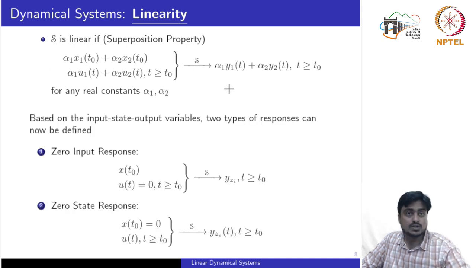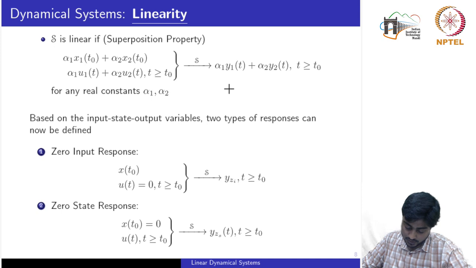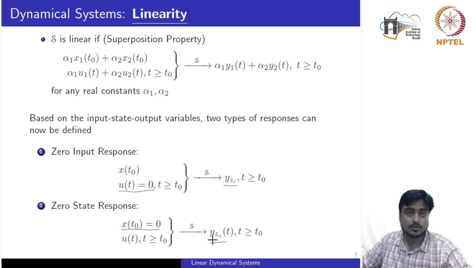Now based on the input, state and output variables, we will define two types of responses. First is the zero input response and second is the zero state response. As the name suggests, in the zero input response we put u of t equal to 0 for all t greater than or equal to t naught, and for the zero state response we put the value of the state at time t naught equal to 0. Corresponding to these two responses we denote y of zi, that is the zero input response, and y of zs, the zero state response.